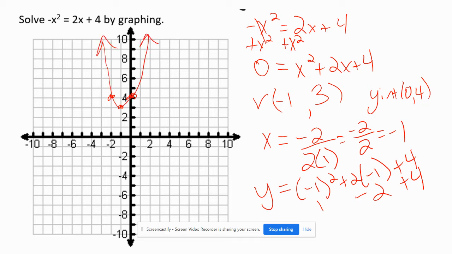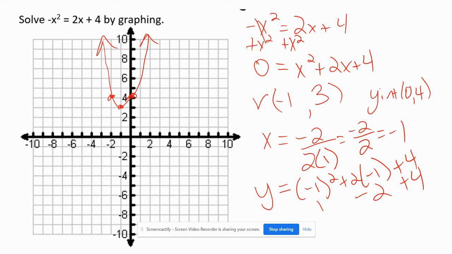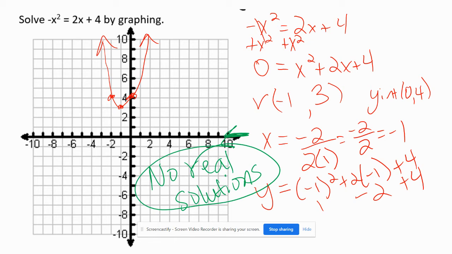And there's a rough sketch of our graph. What are our roots, x-intercepts, solutions? And we can see that our graph is not going to cross the x-axis right here. And so if it doesn't cross, then we have no real solutions because our graph is not crossing that axis.